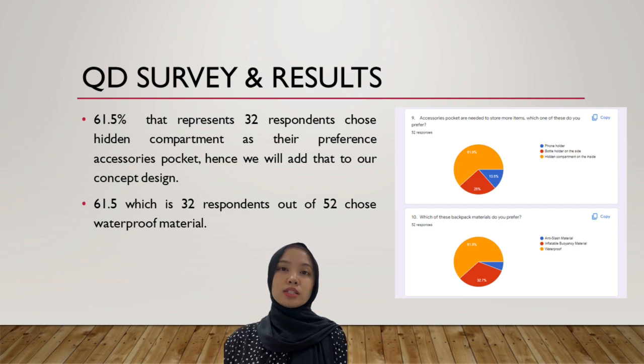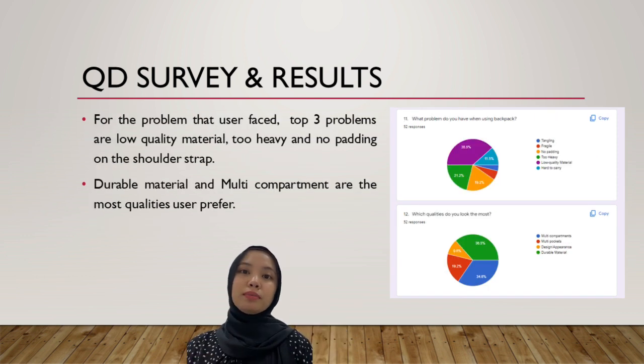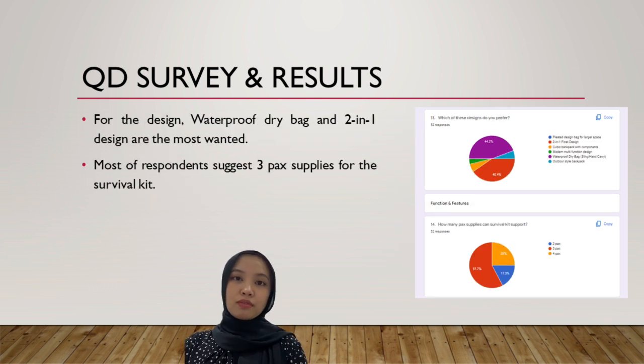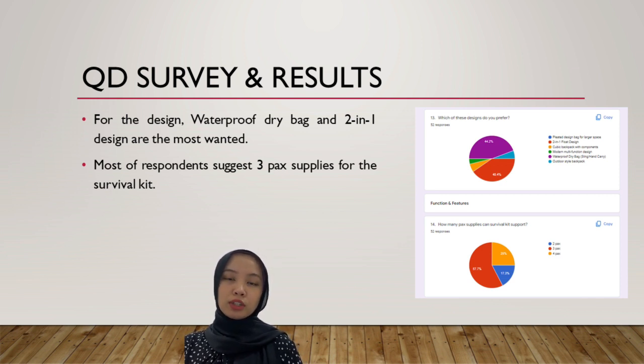61.5%, which is 32 respondents out of 52, chose waterproof material. For the problems that users face, the top 3 problems are low quality material, too heavy, and no padding on the shoulder strap. Durable material and multi-compartment are the qualities users prefer most. For the design, waterproof dry bag and 2-in-1 design are the most wanted.